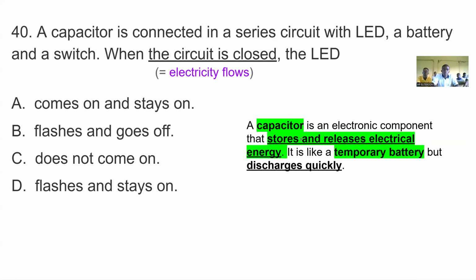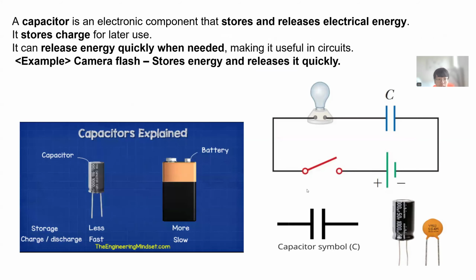Yeah. So, like I was saying, a capacitor is an electronic component that stores and releases electrical energy. It's like a battery, but it discharges really quickly. So when it discharges really quickly, it flashes and goes off. So here, let's look at what capacitors really are.